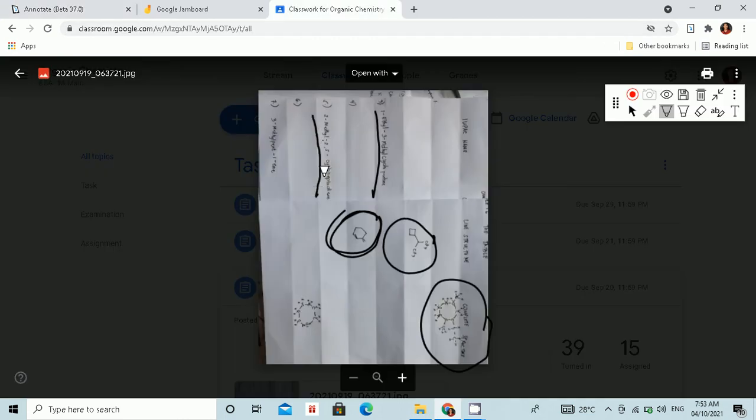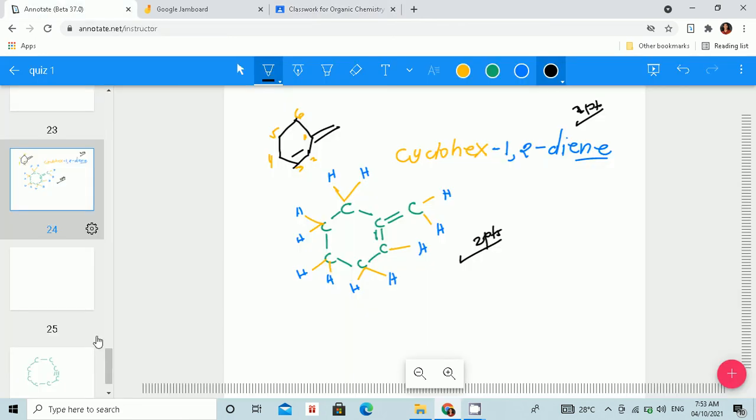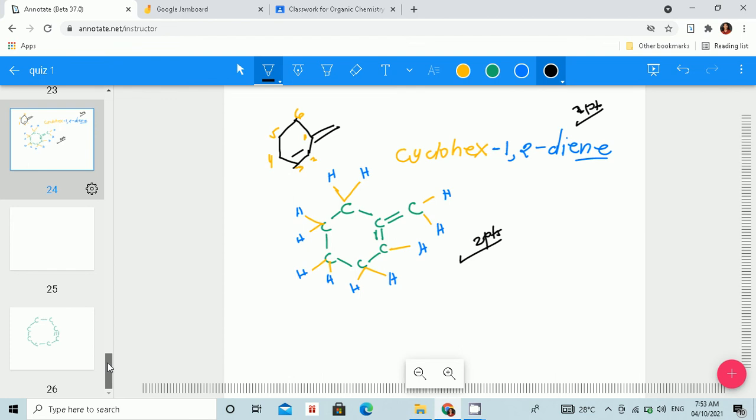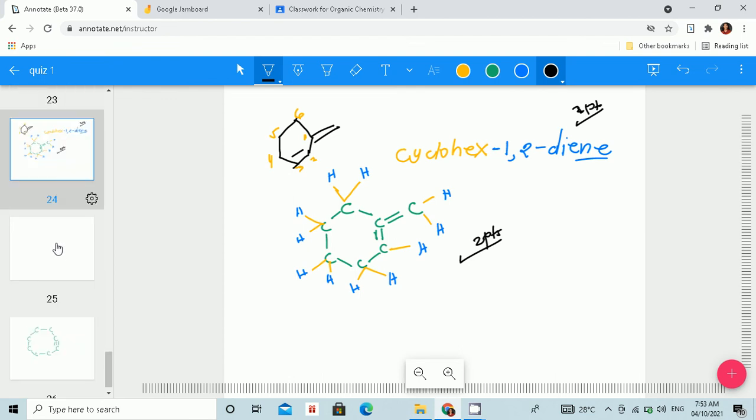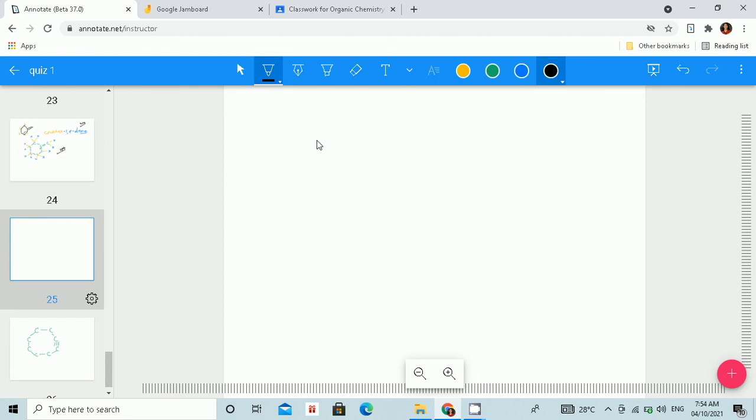Number five, we are given an IUPAC name. The IUPAC name is, what is that again? It's 2-methyl. So we have 2-methyl-2,5-cycloheptadiene.